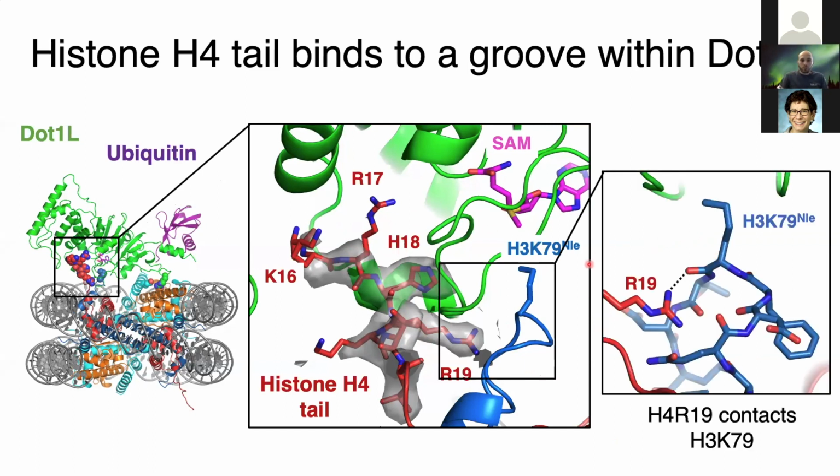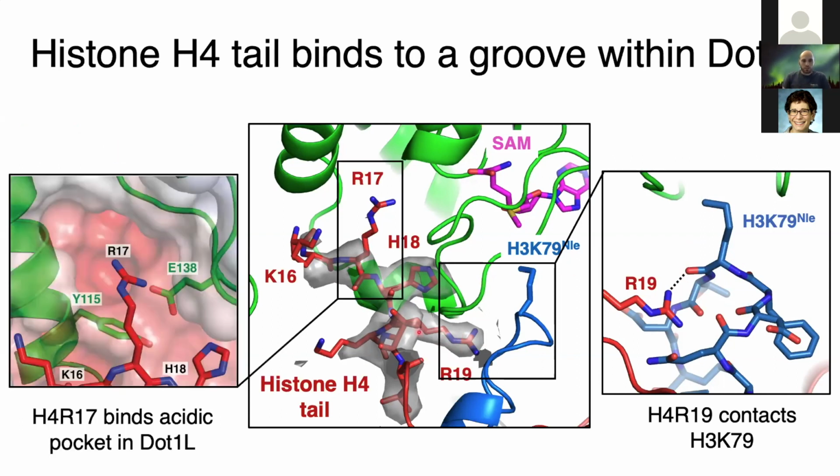As I just mentioned before, this histone H4 R19 residue directly contacts the backbone atom of H3K79, which stabilizes this H3K79 side chain in the active conformation. And in addition to this R19 residue, a second interaction occurs between this R17 of histone H4 and an acidic pocket within Dot1L. And it's very likely that this R17 is interacting with conserved acidic residues in this pocket.